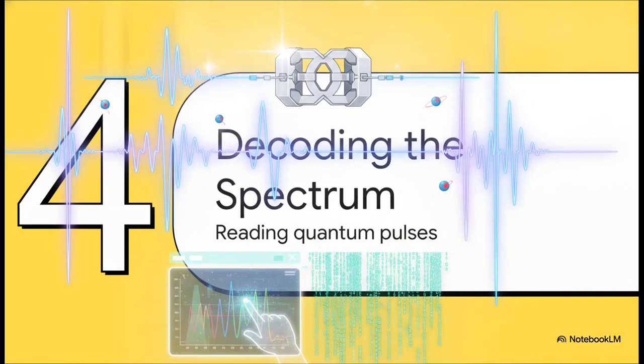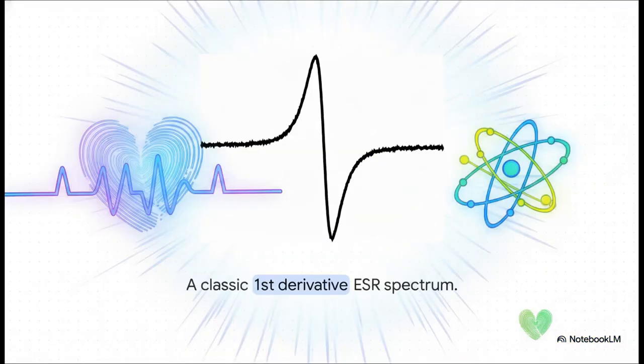Which brings us to Section 4, decoding the ESR spectrum. Once the machine records this invisible microwave absorption, how do we translate it into actionable data? Well, what emerges from the detector is a sharp, distinct first derivative spectrum. You're basically looking at a totally unique fingerprint for the precise magnetic environment of that unpaired electron. It kind of looks like a heartbeat, and in a way, it really is the quantum pulse of the molecule.